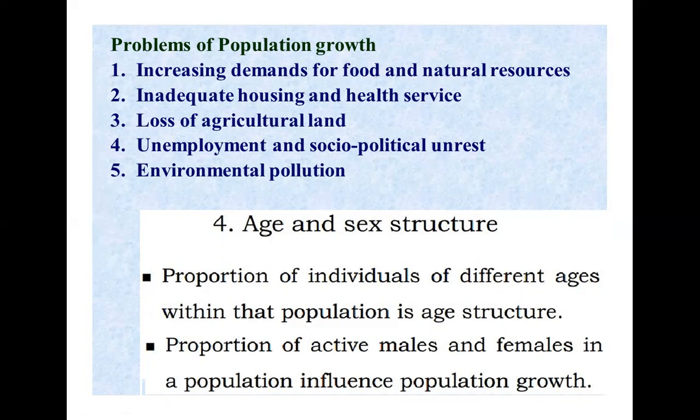Second, inadequate housing and health services. The third problem is loss of agricultural land. The fourth problem due to population growth is unemployment and socio-political unrest. And the fifth point is environmental pollution. And environmental pollution is the biggest problem amongst all the problems due to population growth. So these are the problems which are already occurring, and in future they can create a huge problem due to population growth.